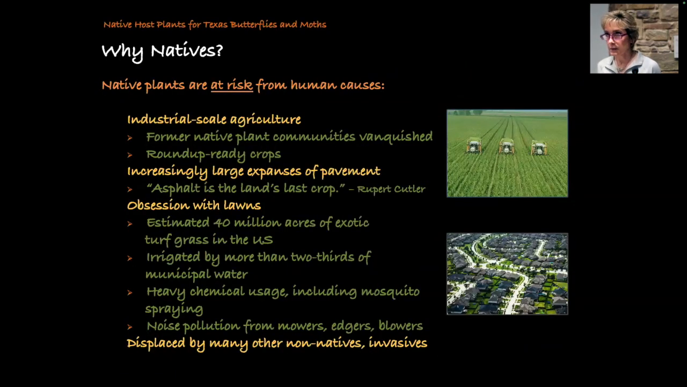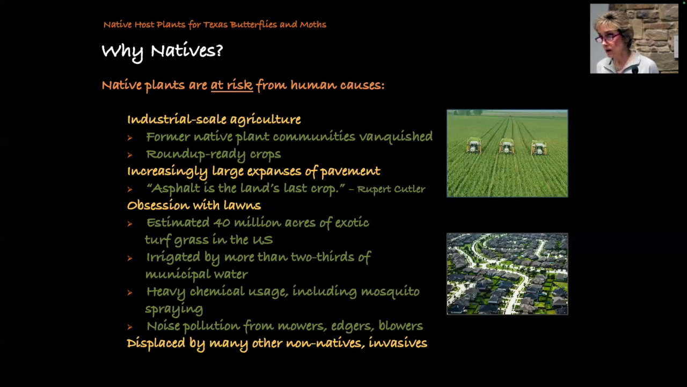Why natives? Well, this was touched on also in the introductory remarks, but native plants are at risk from human causes. There's industrial scale agriculture, so all these former native plant communities are vanquished for agriculture. We have Roundup ready crops, which keeps native plants from growing, and things that they call weeds. We're increasingly paving over the earth and land. And as environmentalist Rupert Cutler said, asphalt is the land's last crop.